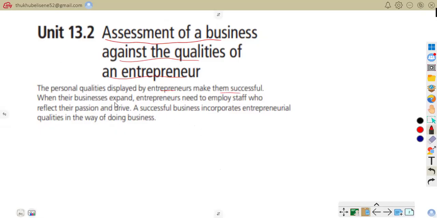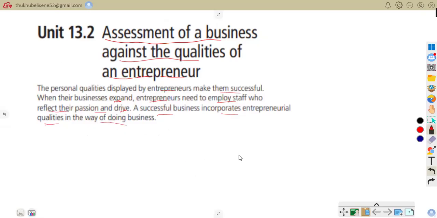When their business expands, entrepreneurs need to employ staff who reflect their passion and drive. So when a business grows, entrepreneurs should employ people who have similar qualities such as commitment, creativity, as well as confidence. These qualities should become part of the way the business operates. As it says, a successful business incorporates entrepreneurial qualities in the way of doing business.